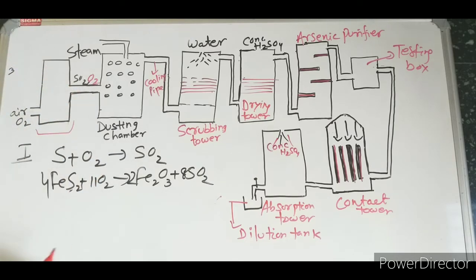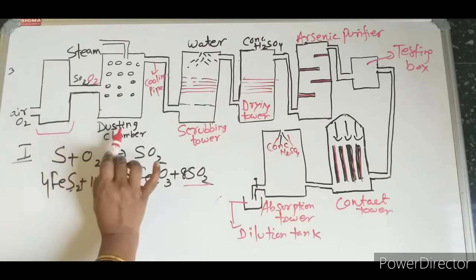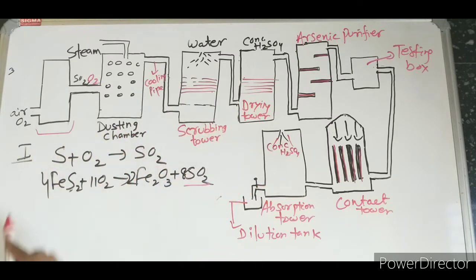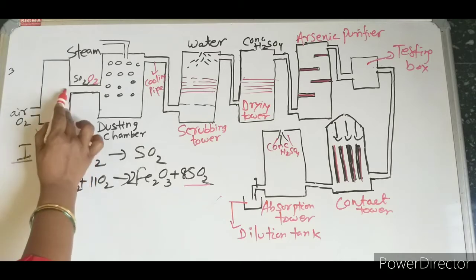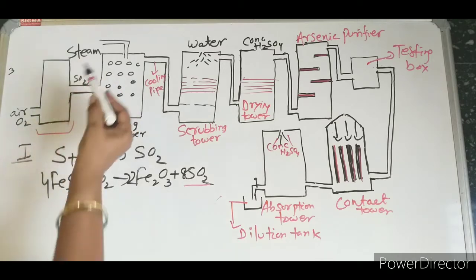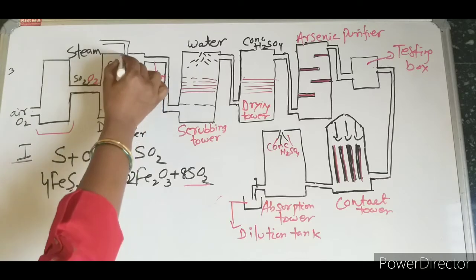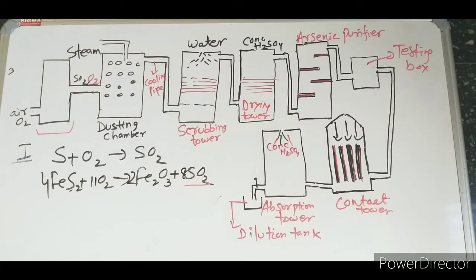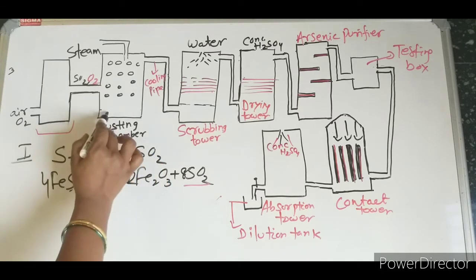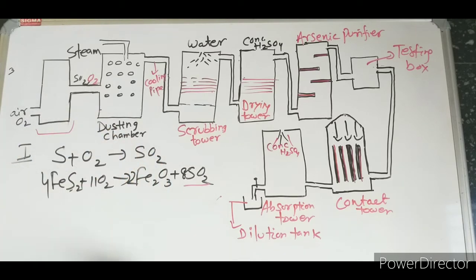The second step is purification of sulfur dioxide. Whatever sulfur dioxide we are getting is not 100% pure, which is why we need to purify it. There are different stages. The first is the dusting chamber. Here sulfur dioxide goes through the dusting tower, with a downward flow of steam. When there is a downward flow of steam, the dust particles absorb moisture and settle down.